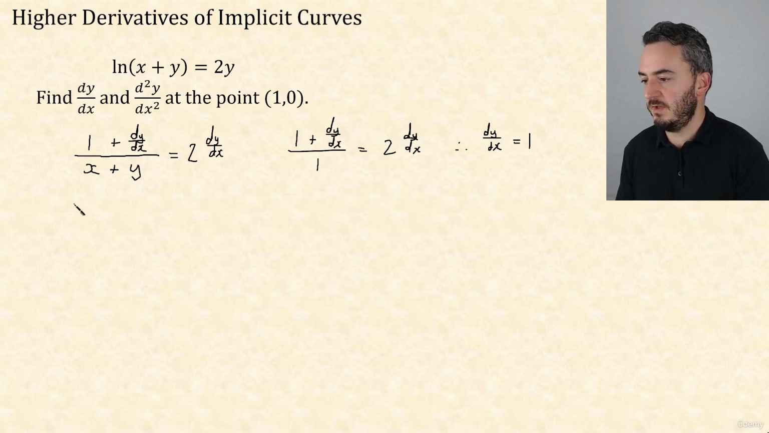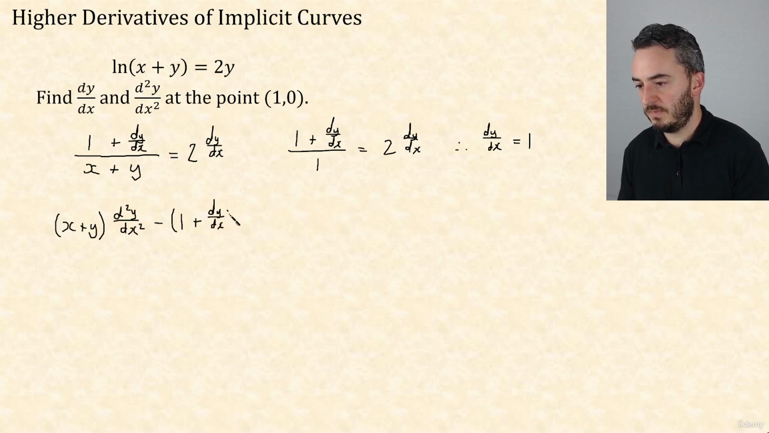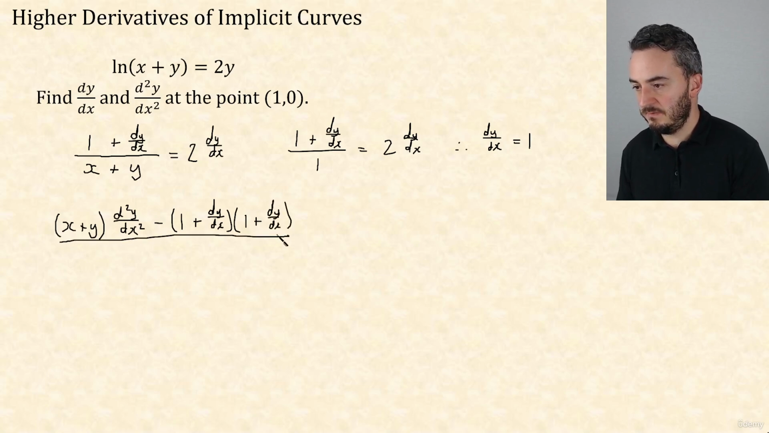Here's my u, here's my v. So it's v times u dash. Now the derivative of this is 0 plus the second derivative. So that's just d²y/dx² minus u v dash. So here's u, 1 + dy/dx. And v dash is 1 + dy/dx. And all of that gets divided by v squared, (x + y) squared.